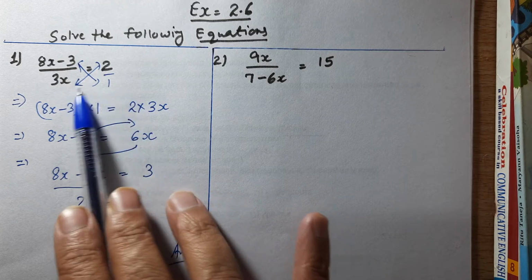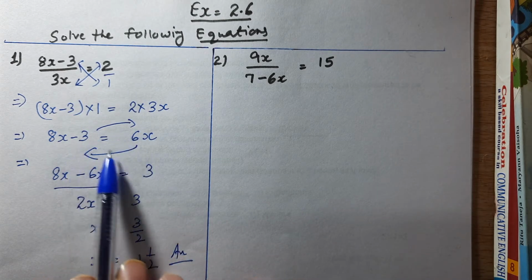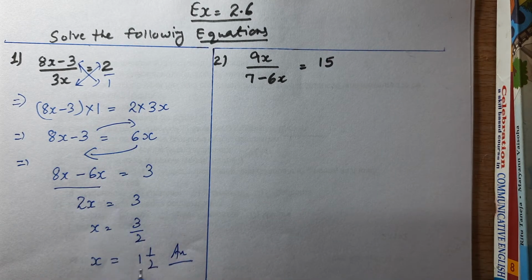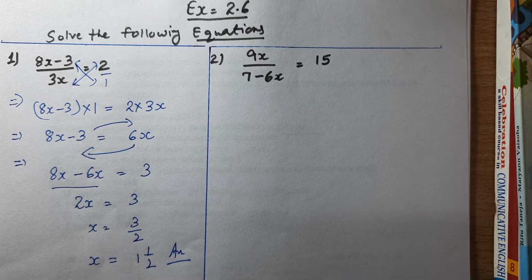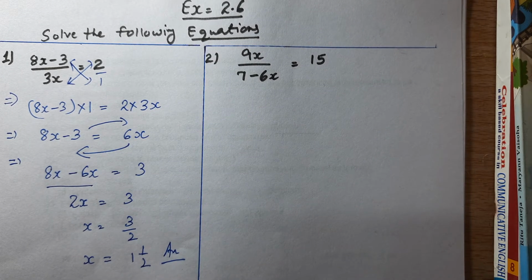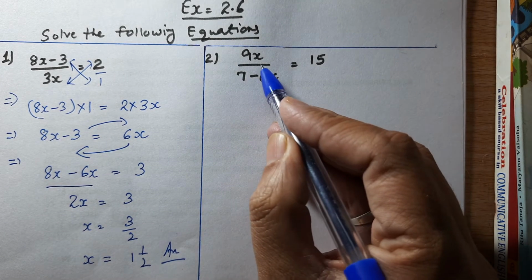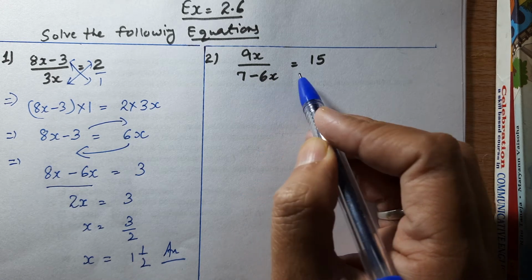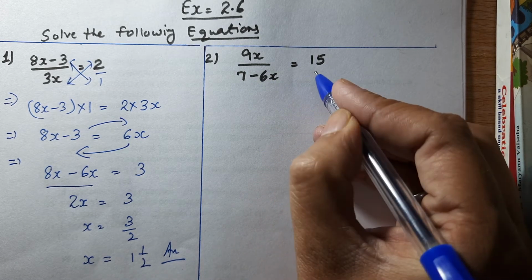Cross multiplying, transposing and simplifying, that will be our answer. We do not need to verify here, they only say solve the equation. Now I am doing question number 2. Again it says 9x upon 7 minus 6x is equal to 15.